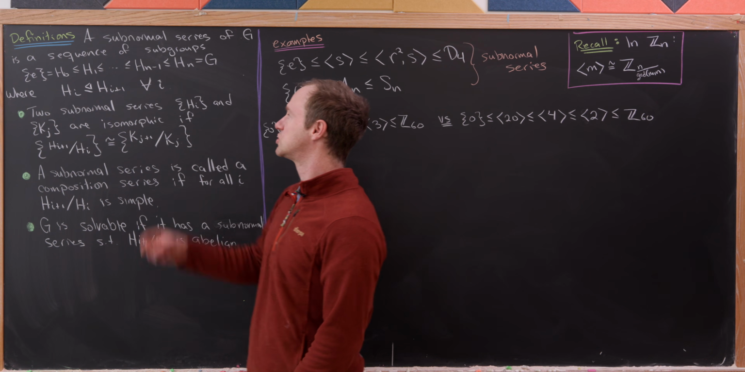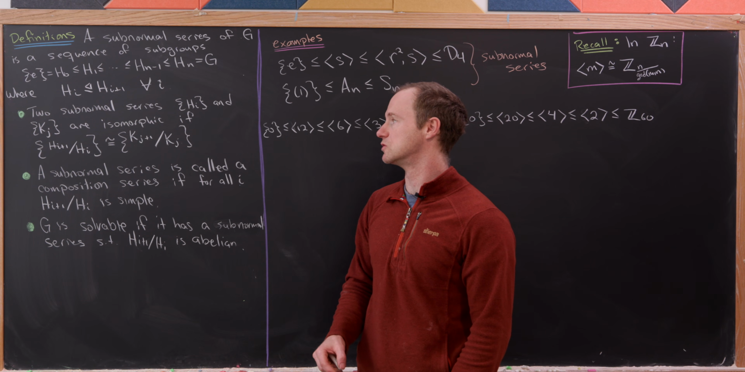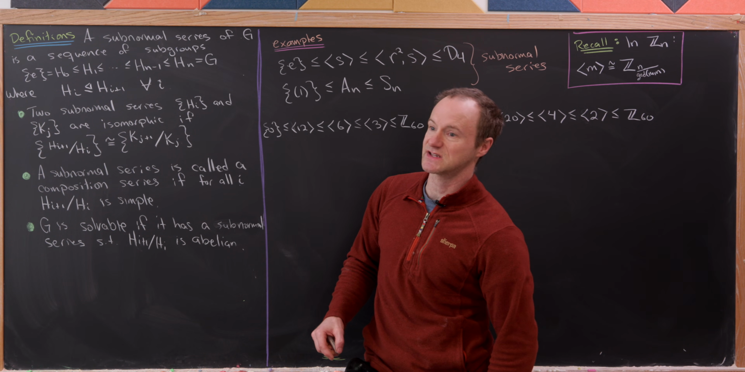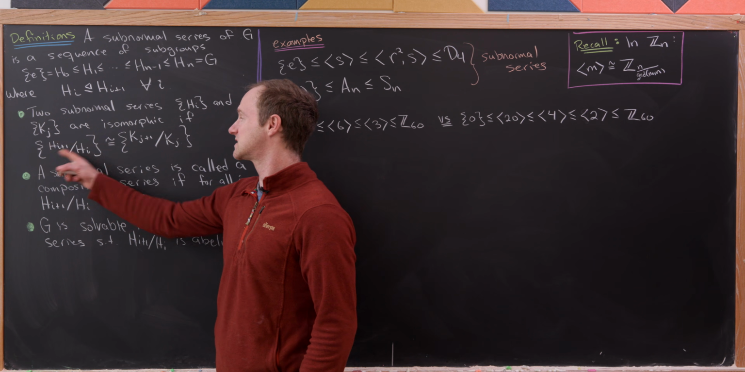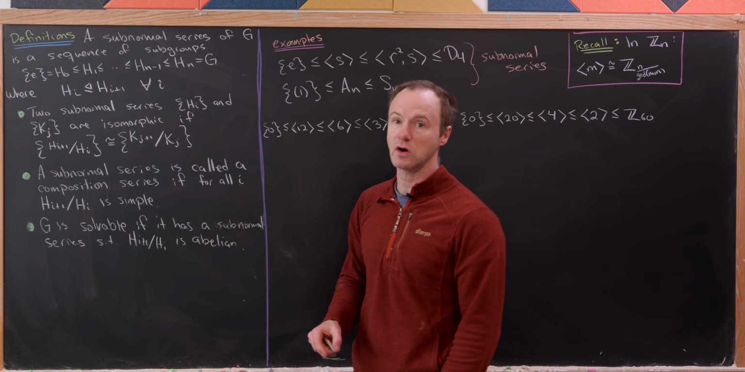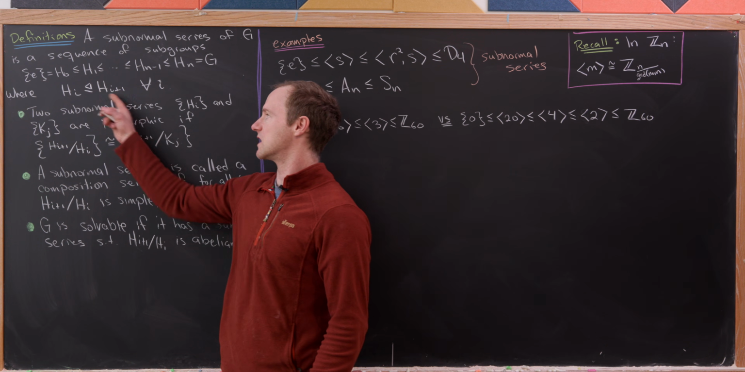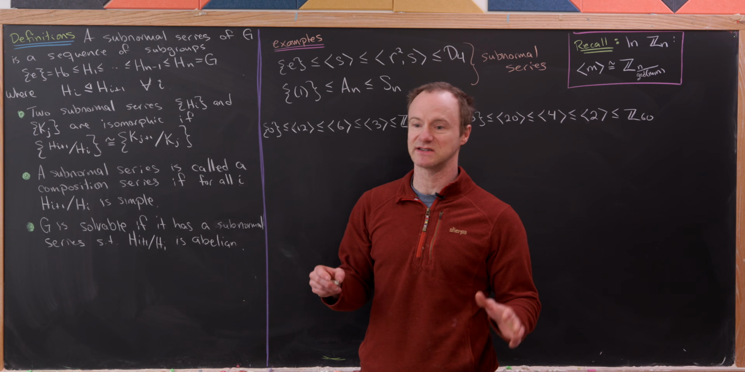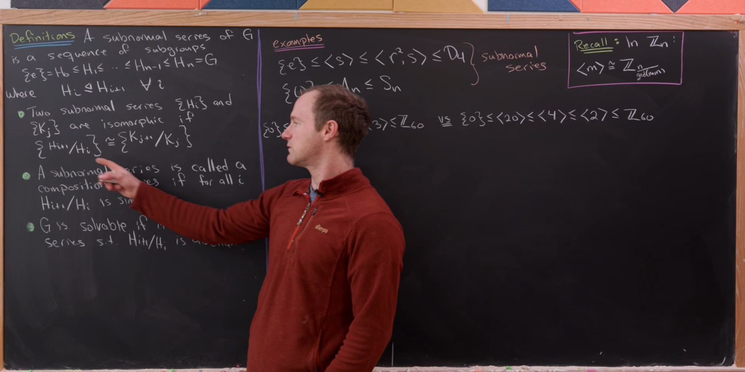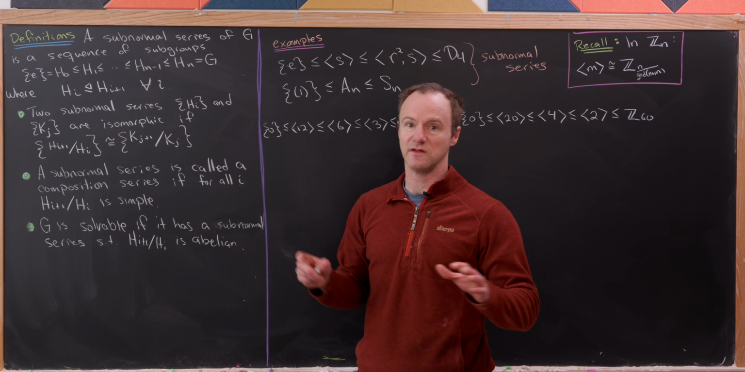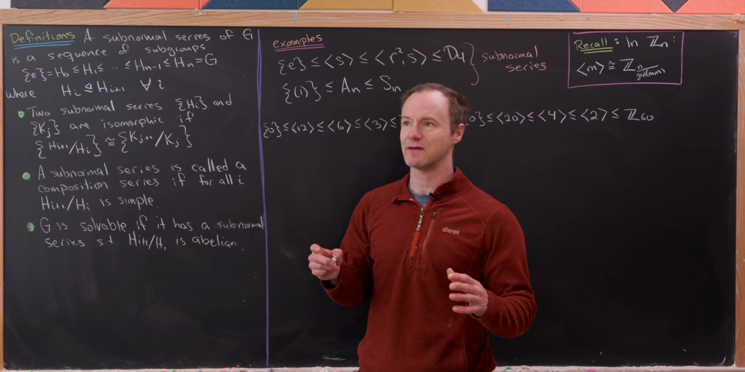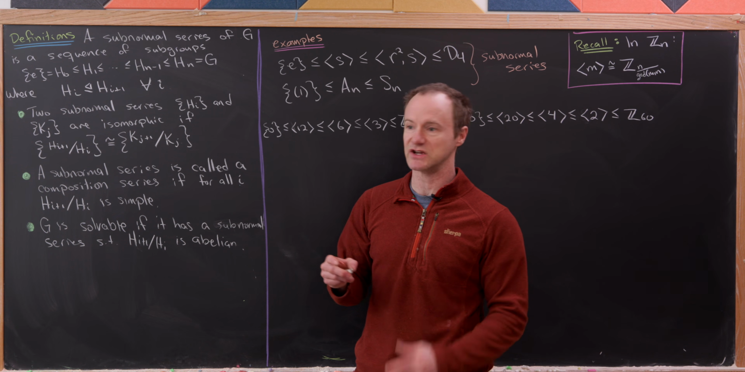So let's say we've got two subnormal series of a group G. Then they're said to be isomorphic if, when we look at the list of the corresponding quotient groups, so whenever you've got a normal subgroup, you can always think about taking the quotient group, these lists of quotient groups are the same. So they're going to be the same up to some sort of permutation.